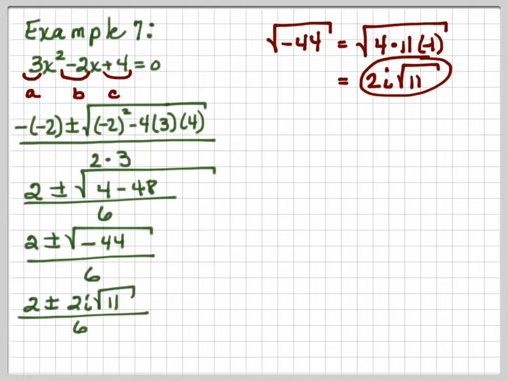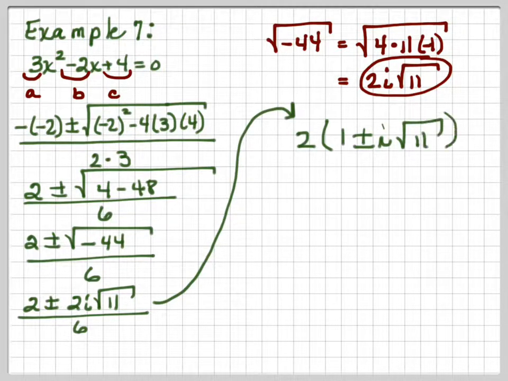And once again, now we need to factor out something from the numerator here. We're going to factor out a 2. So we'll have 2 times the quantity 1 plus or minus i square root of 11. I'm putting the i in front of the square root sign so it doesn't look like it's still inside the radical sign. By convention we do that. And it's over 6.